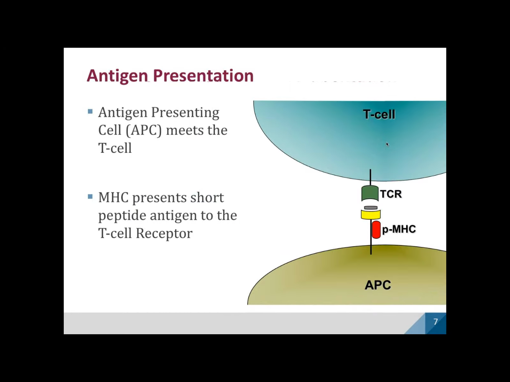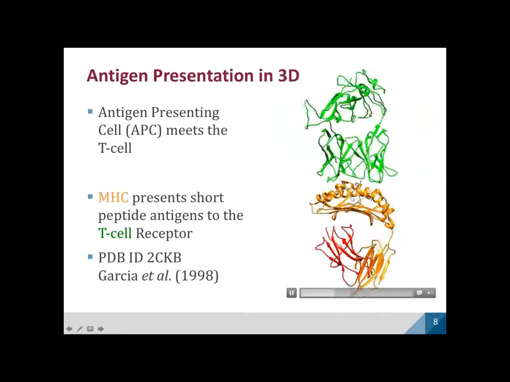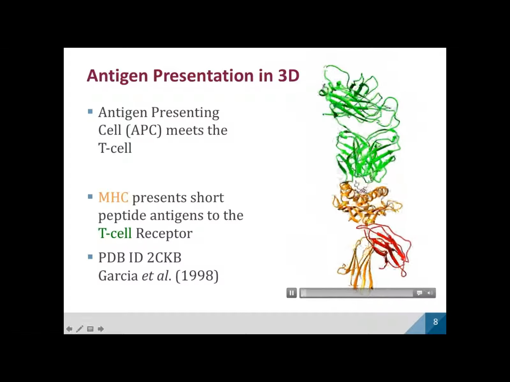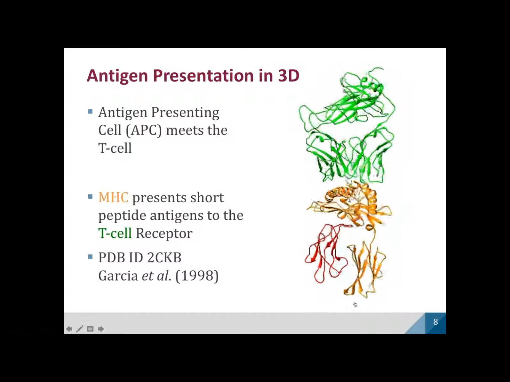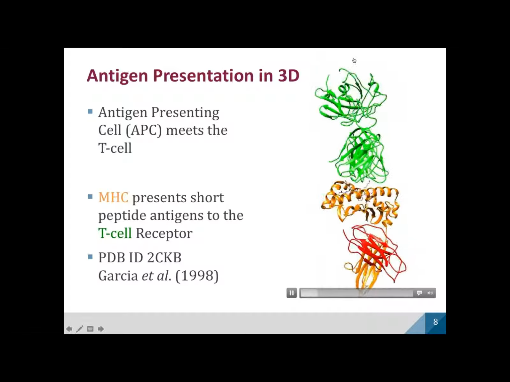So at higher resolution, you can see what's going on here, where the antigen presenting cell meets the T cell, and the antigen is presented to the T cell receptor. One of the triumphs of protein crystallography was to explain this process. Some of that work was pioneered by the late Don Wiley, who determined the first structure of an MHC with an antigen in the cleft here. So the bottom of the screen is the antigen presenting cell surface. The top of the screen is the T cell surface.